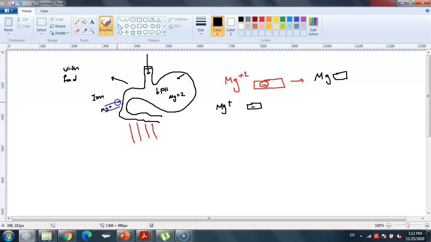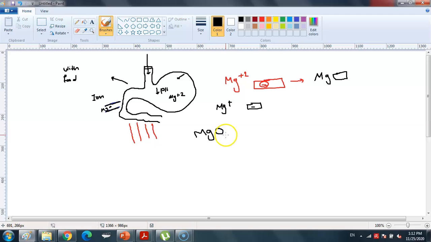The other thing in the absorption of magnesium is that magnesium will compete with other ions in the stomach in order to be absorbed. That's why full absorption is not guaranteed, because it is a competitive process. A good example of a magnesium salt that will be affected by this is magnesium oxide.